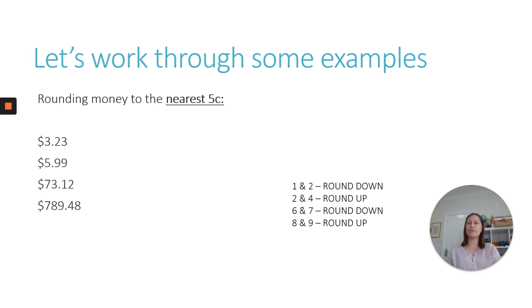$3.23, well 3 and 4 round up, so it becomes $3.25. $5.99, well the 9 rounds up and it becomes $6. $73.12, well 1 and 2 round down, so it becomes $73.10. $789.48, 8 rounds up, so this becomes $789.50.